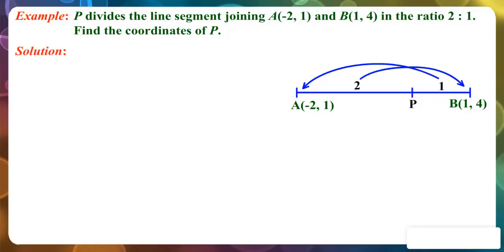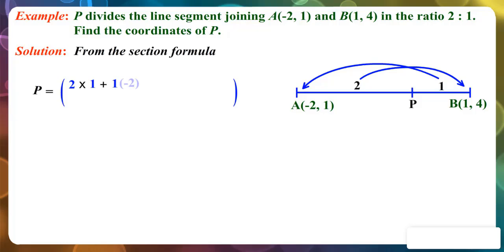Let's solve this. From the section formula, P is equal to 2 gets multiplied with x coordinate of B, that is 1, plus 1 gets multiplied with x coordinate of A, that is -2, divided by 2 plus 1. Similarly, for the y coordinate, 2 gets multiplied with y coordinate of B, that is 4, and 1 gets multiplied with y coordinate of A, that is 1, divided by 2 plus 1. This on simplification comes as (0, 3).